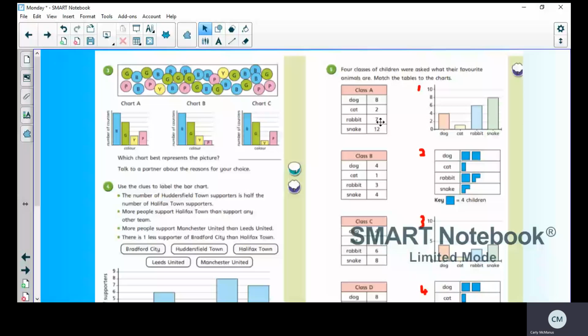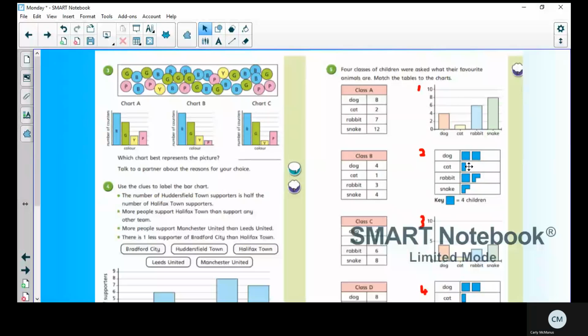So if we look, in class A, 8 people said dog. Well, if I look here, dog, 4 people, that's not going to match to that, is it? Here, dog, remember looking for 8 people that said dog. It says 1 square represents 4 children. That would be 4, 8. So this could be matched to this one. Let's check. Cat, 2. Now here's a square that represents 4. So half a square would represent 2.